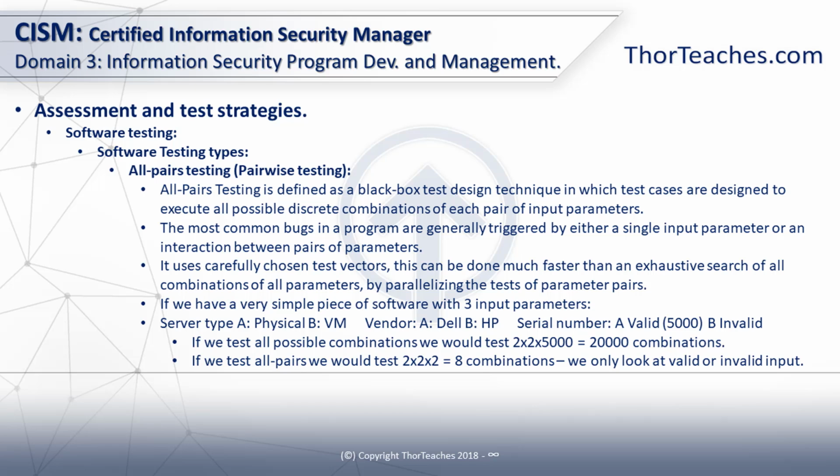Parameter 1, is the server a physical server or a VM? Is the vendor Dell or HP? And then finally, is the serial number valid or invalid? And the serial number has 5,000 different valid options. If we would test every single combination, we would take 2 times 2 times 5,000. We would have 20,000 different combinations we would have to test. If we'd use all pairs testing, we would have 2 times 2 times 2. Only 8 combinations we need to test. For the 5,000 different options for the serial numbers, we would look, is it valid or is it invalid? We do not care which of the serial numbers it used. And remember, black box testing, we have no knowledge of the software outside of the software itself.